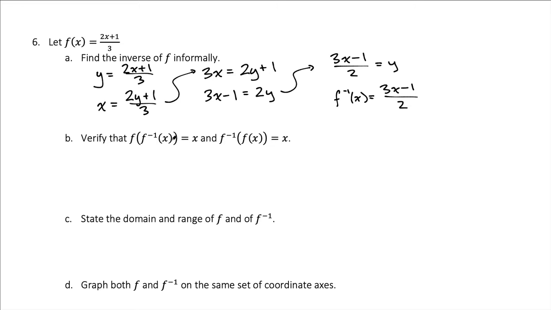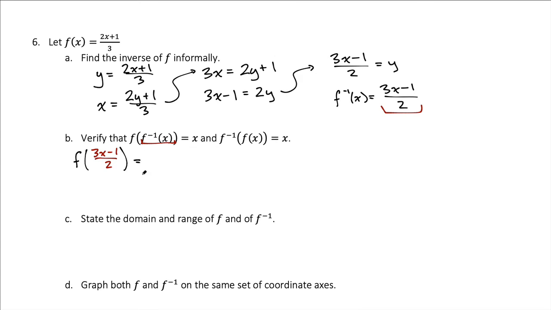Then we want to verify these two identities here. When you plug a function into its inverse, you should end up with x. So starting with f of f inverse of x, that is this thing that we just found. So we're going to go ahead and plug that in there. We get our (3x minus 1) over 2.